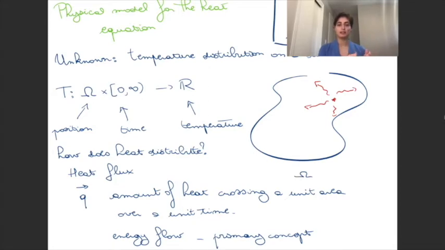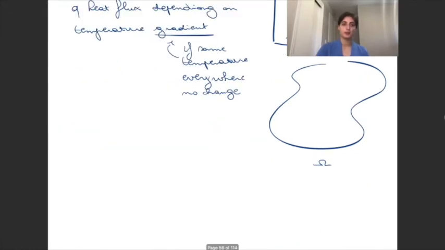It is the amount of heat crossing a unit area over a unit time. It's a primary concept akin to energy flow. What you want to think about is that if there is heat here and no heat there, then heat is going to be traveling through a unit area, and you can track it by looking at the heat flux. As my example can point at, the heat flux depends on the temperature gradient.